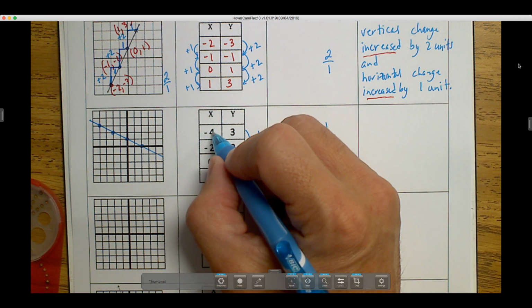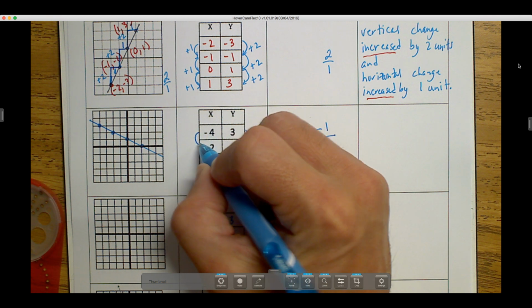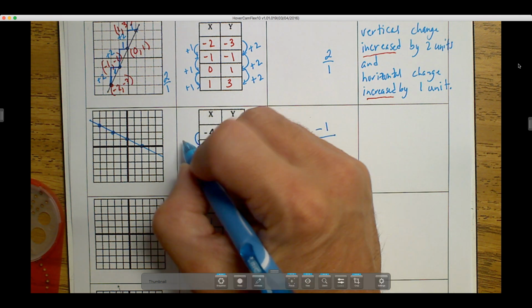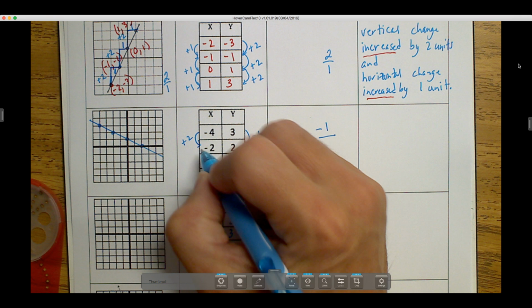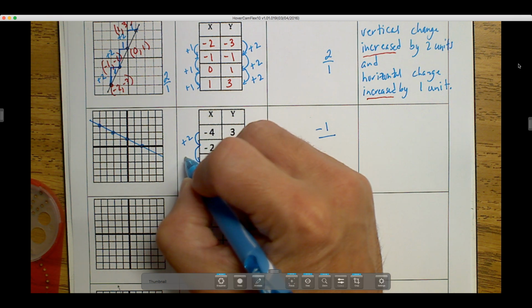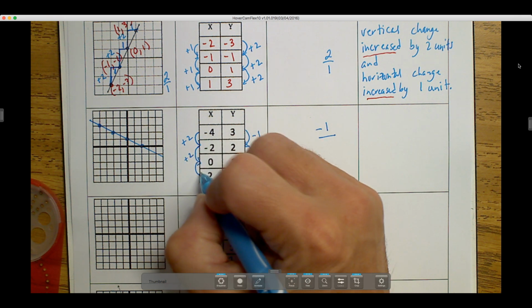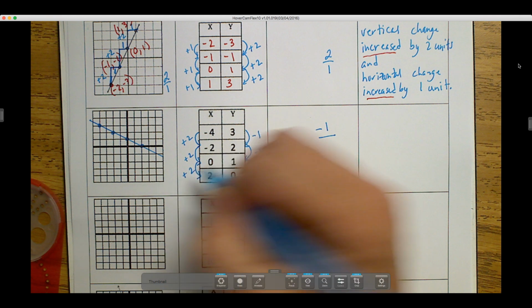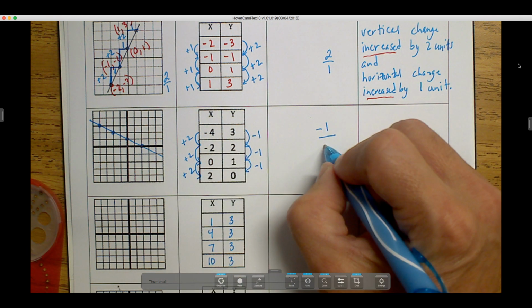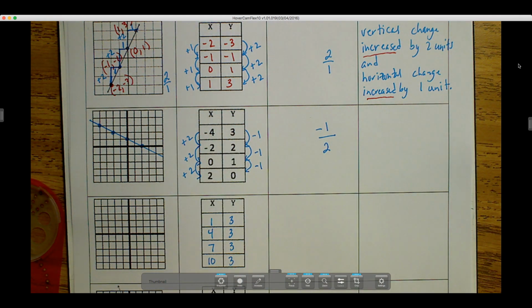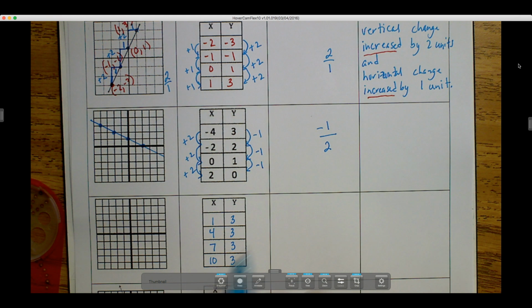Now, for our change in our x value, we start at -4 and go to -2, which would be +2. -2 to 0, +2. 0 to 2, +2. So a -1 over +2. And let's see if that matches up with our graph.